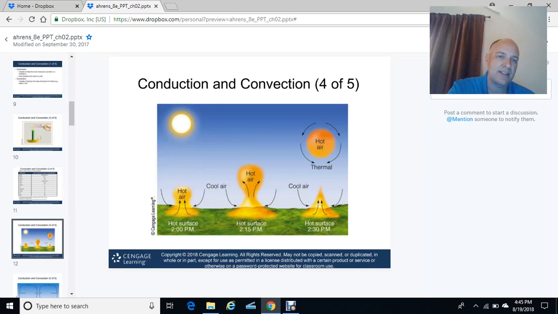And as that surface is heated, you notice the time periods there. You see how we started off with a hot surface at 2 p.m., hot surface at 2:15 p.m., the hot surface at 2:30 p.m. What I'm showing you over time is a stronger thermal, or a stronger convective air current. That's what a thermal is. It's just a strong convection current.